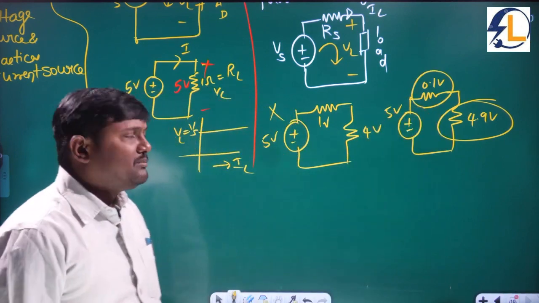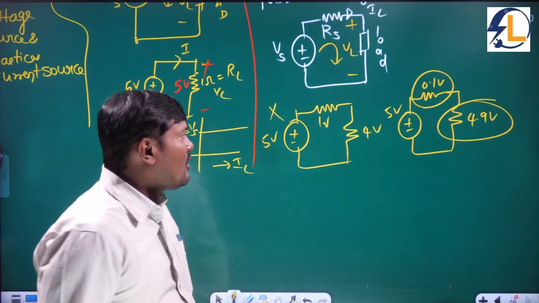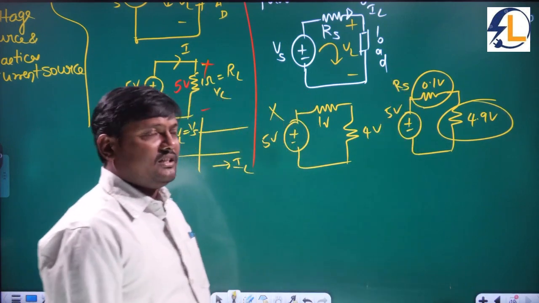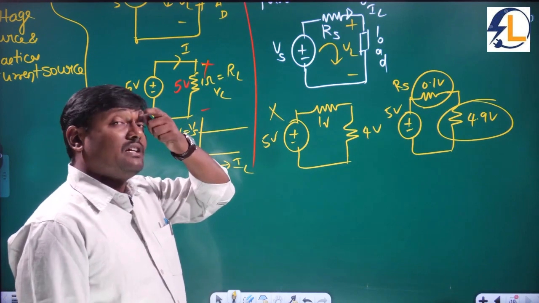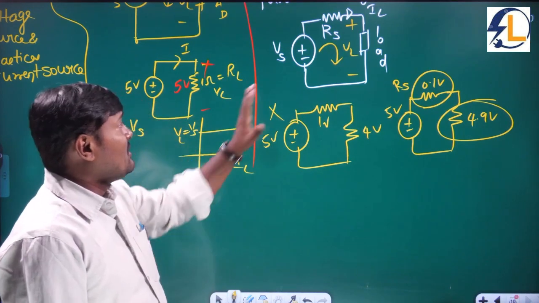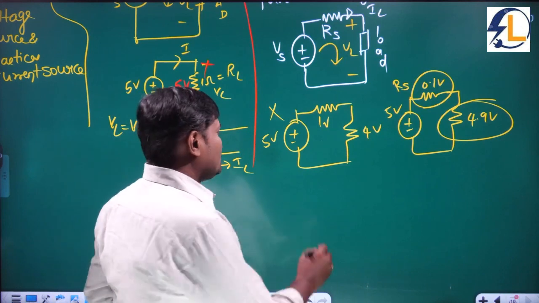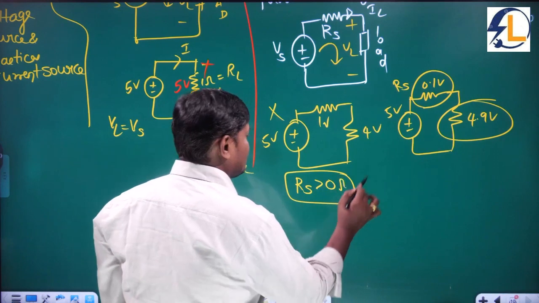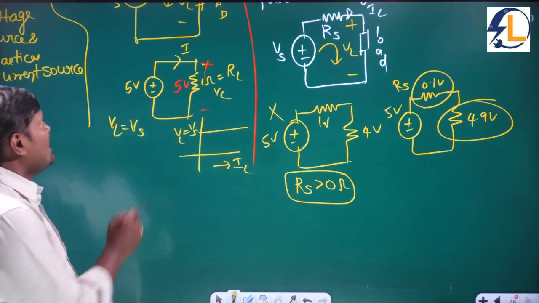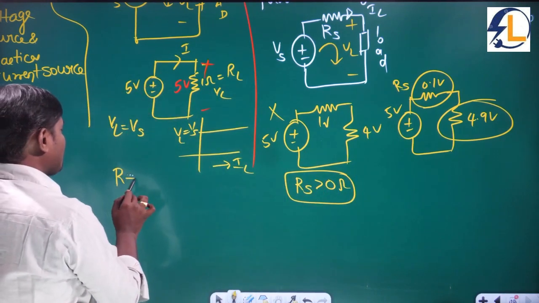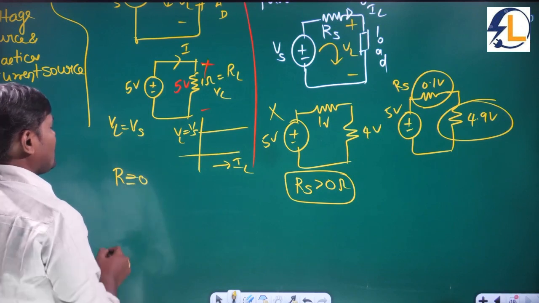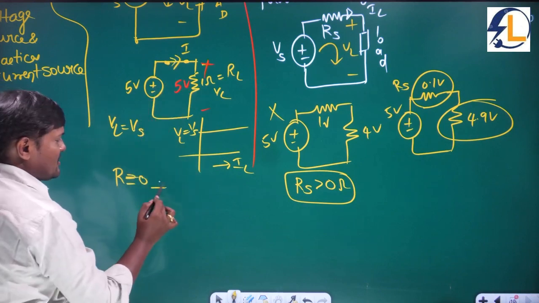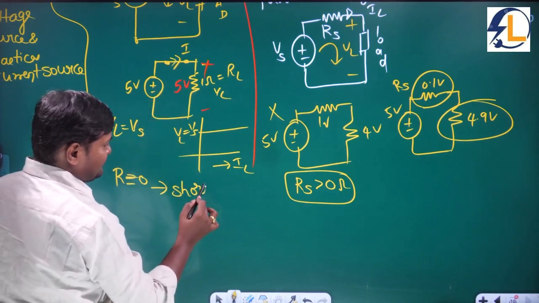So in order to get a drop of 0.1 volts or less, the resistance value of the internal resistance of the ideal voltage source is 0, but for the practical voltage source it is a small value. RS is greater than 0 ohms. This is very, very important. Coming to here, the resistance value is equal to 0. If the resistance value is equal to 0, see, resistance 0 means it is a short circuit.